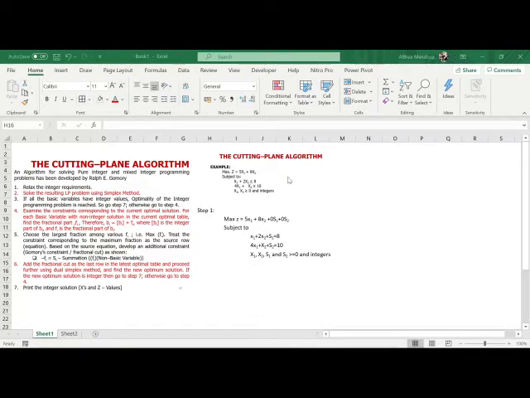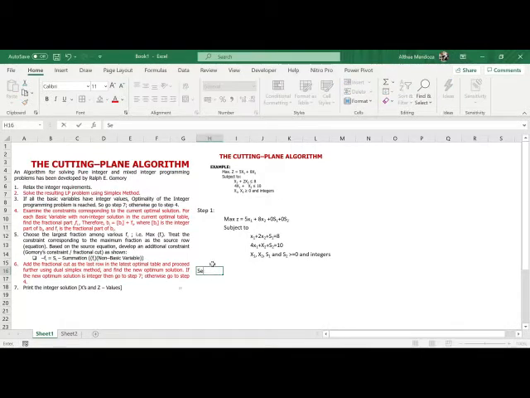Step 1 is to relax the integer requirements. This just means that you have to convert your inequality signs to equality signs, which is what is shown in my step 1. I have already converted and added S values, both in my constraints and my objective function. Next, we'll do step 2.